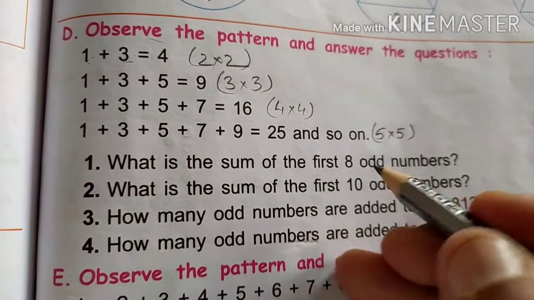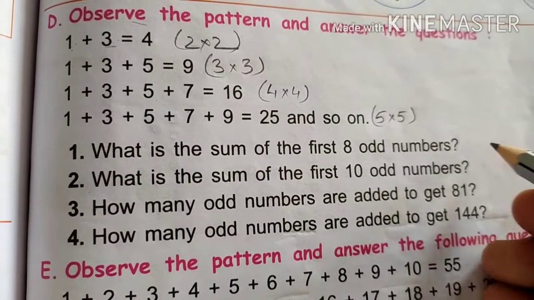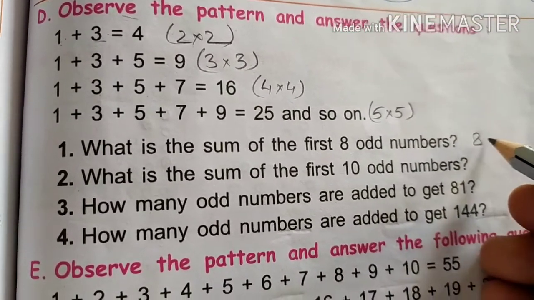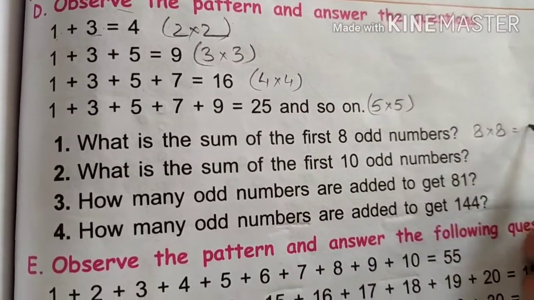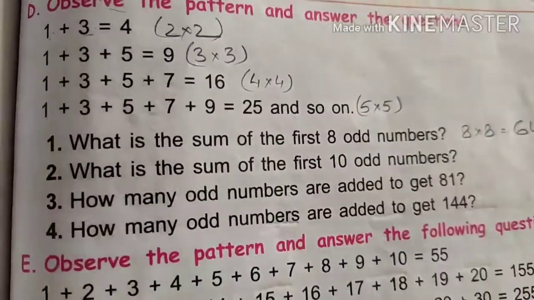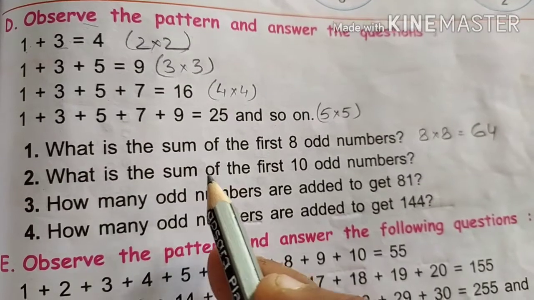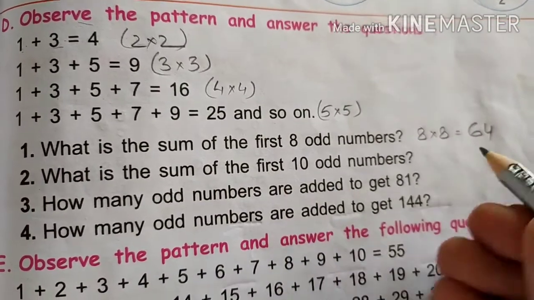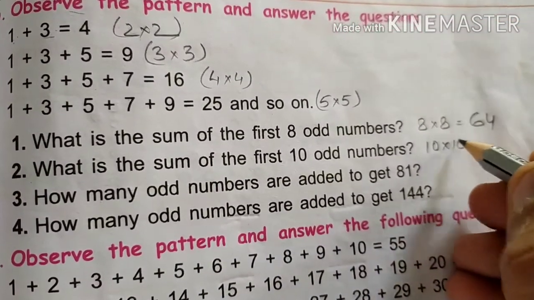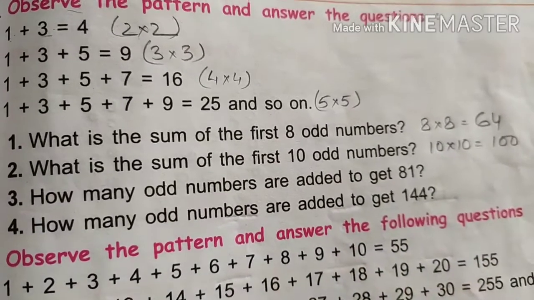What is the sum of first 8 odd numbers? So 8 into 8 will give you 64. So the answer is 64, right? For what is the sum of first 10 odd numbers? So 10 into 10 is equal to 100, isn't it so?